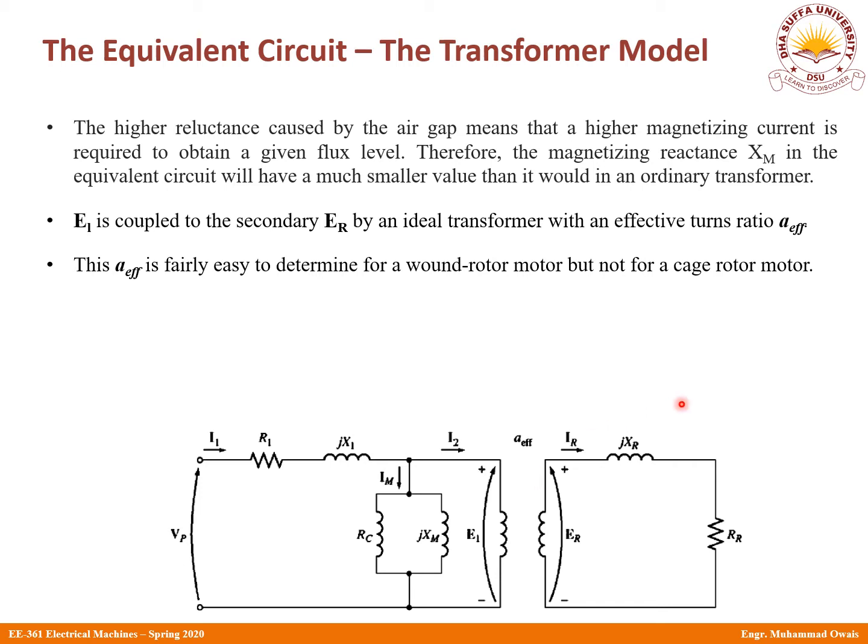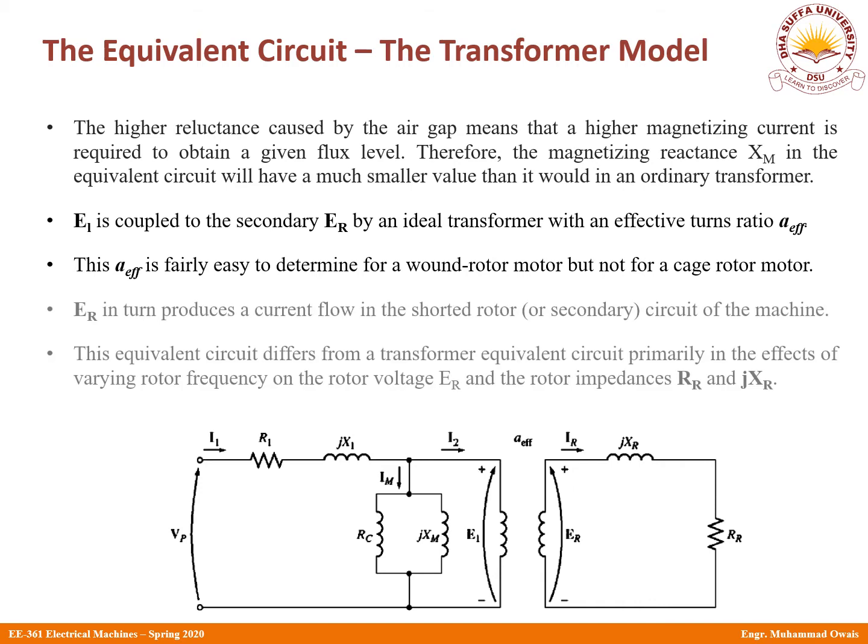We will have some other means through which we shall be able to solve this equivalent circuit, which we shall discuss in the upcoming slides. Now on the rotor side, this ER produces a current flow in the shorted rotor or the secondary circuit of this machine. So basically, you see this is pretty similar to the equivalent circuit of a transformer.